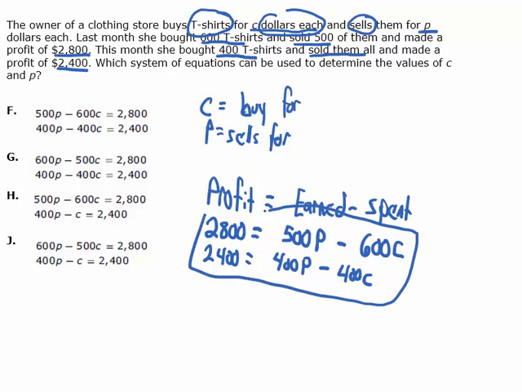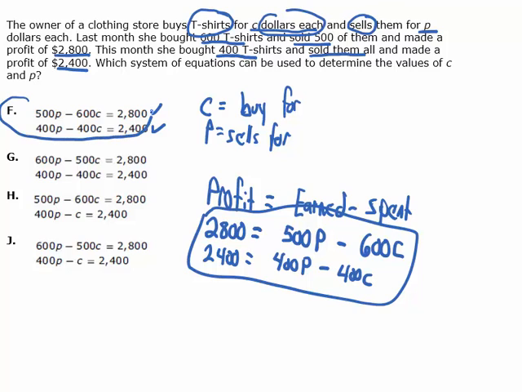Let's see if we can match that with one of the answer choices. So 2,800 equals 500 minus 600. 500p minus 600c equals 2,800. That one matches so far. 400p minus 400c equals 2,400. That one matches. It looks like it's the right answer.